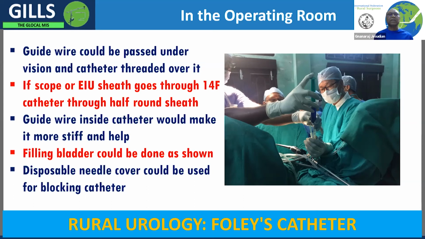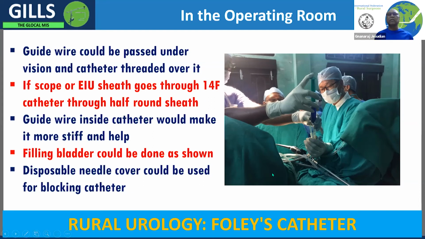But if you cut a stricture and there is bleeding and the vision is bad, sometimes even that is difficult. Then you use a half-round sheath over the urethrotome, and then you pass a 14 French catheter, which is the only thing that will go through the half-round sheath comfortably. If you need to fill the bladder, the technique is shown here.